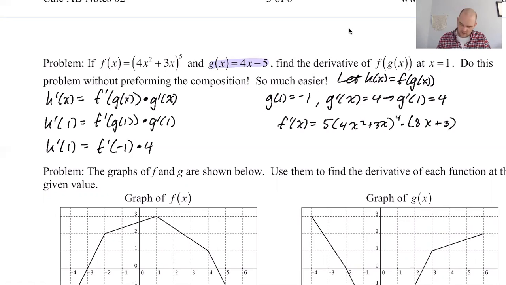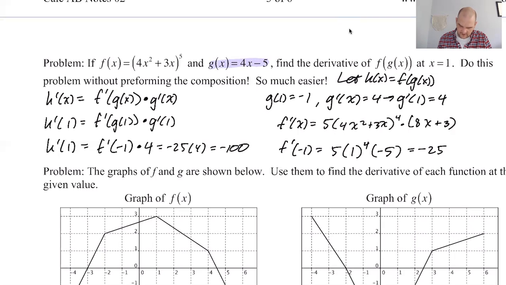Okay, so f prime of negative 1 is 5 times, you get 4 minus 3, well, that's convenient, is 1 to the fourth. And then negative 8 plus 3 is negative 5, so you actually get negative 25. So this is negative 25 times 4. I think you get negative 100. So I think my final answer here is negative 100, and I never did the composition.